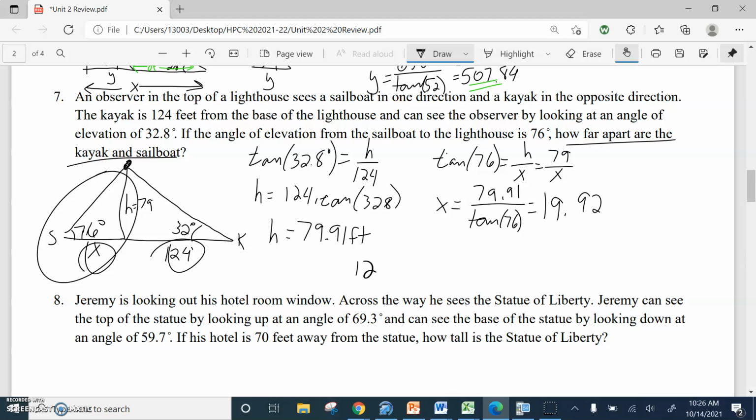So the overall distance is going to be x plus 124. So 124 plus 19.92. The distance is, there's our bell, 143.92 feet. There you go.